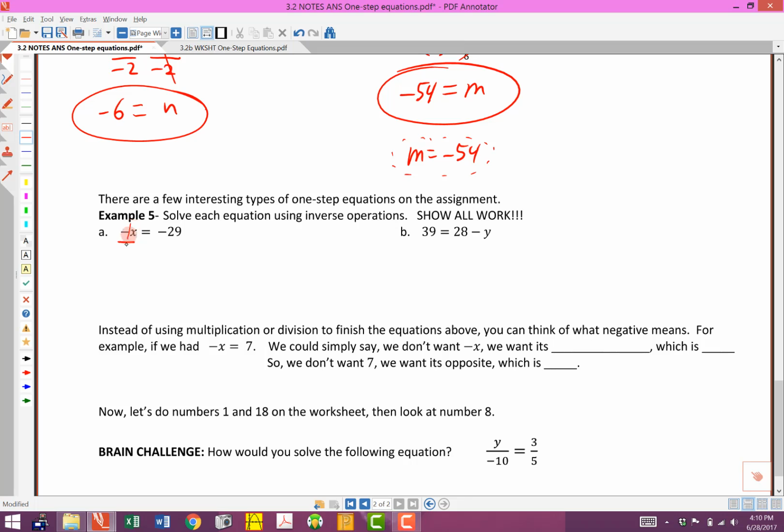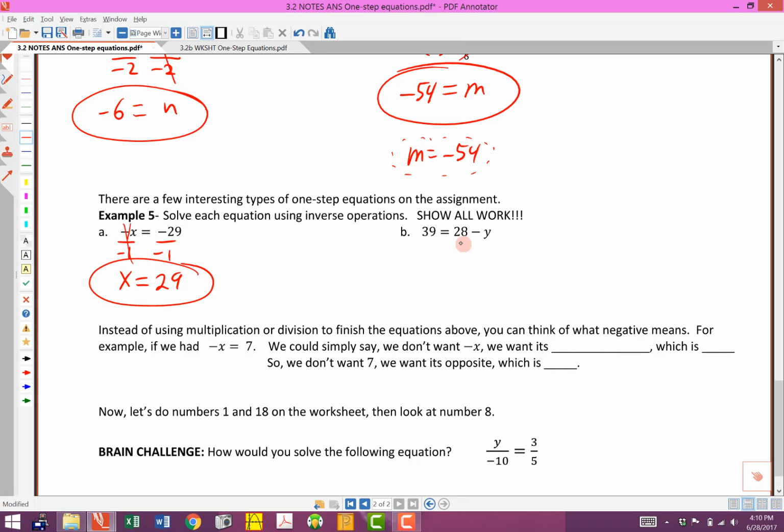So we would undo multiplying by a negative 1 by dividing by a negative 1. So we'll divide both sides by a negative 1. So we get an x on this side because a negative divided by a negative is a positive and 1 divided by 1 is 1. So those would cancel each other out here. And then this would end up being a positive 29. So that would be the answer.